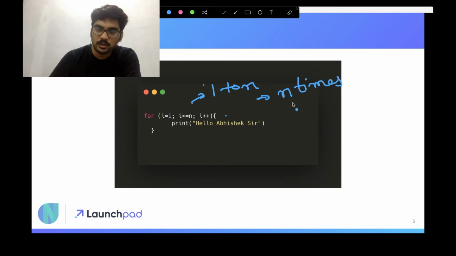N times. Now since this loop is running for n times, this will also be printed n times.